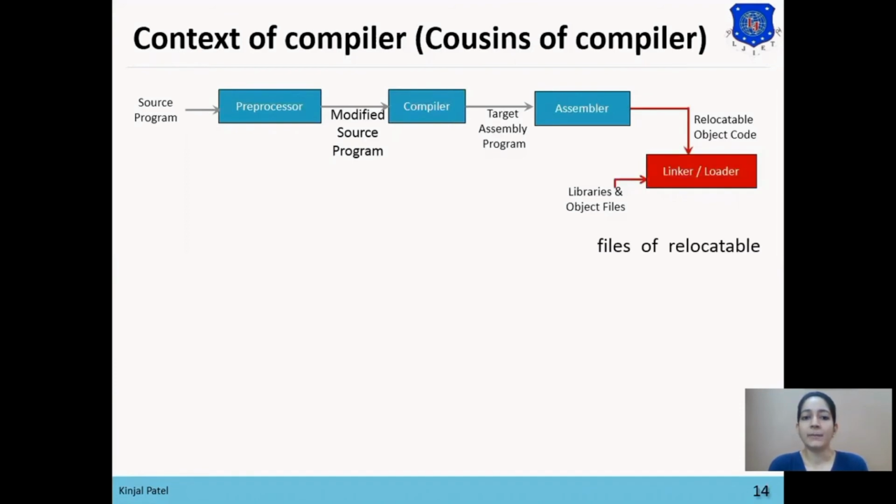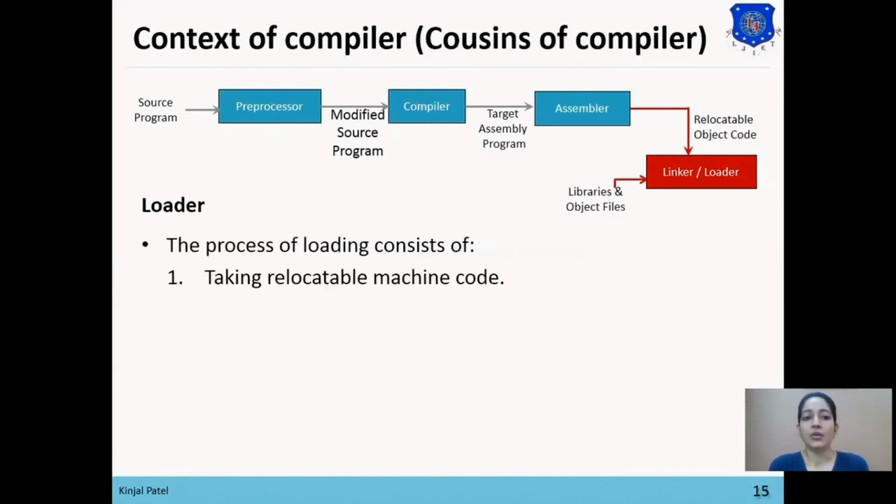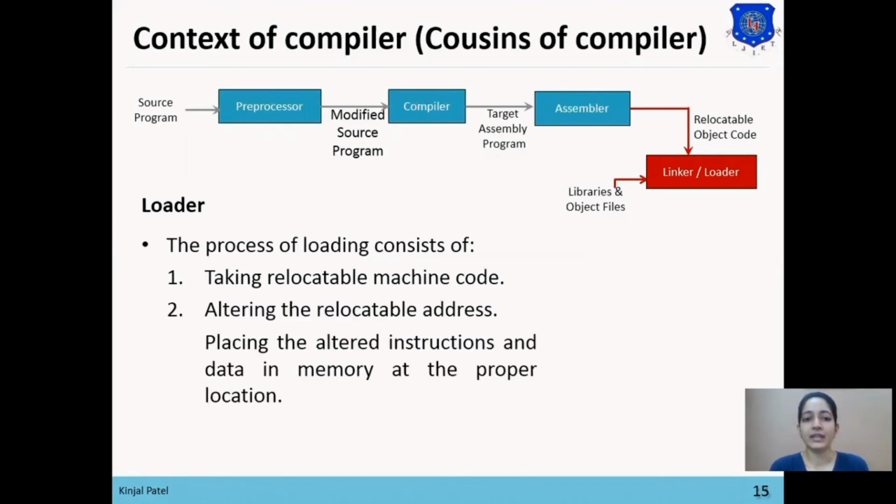Now the linker will make a single program from several files of relocatable machine code, and then that single program will be passed to the loader. The loader will take that relocatable machine code and alter the addresses of that relocatable machine code. Then it will place that altered instruction into memory at the proper location. So now the loader has converted that relocatable object code into absolute machine code. So this is how the process works to convert one source program into absolute machine code.